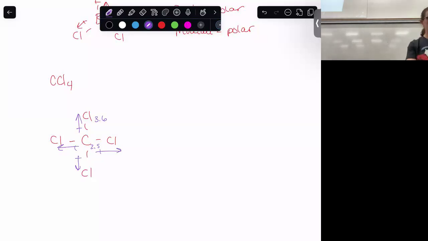So for bond, what shape did I say this was? This is tetrahedral. So our bonds are going to be polar, but our molecule is nonpolar. Perfect.